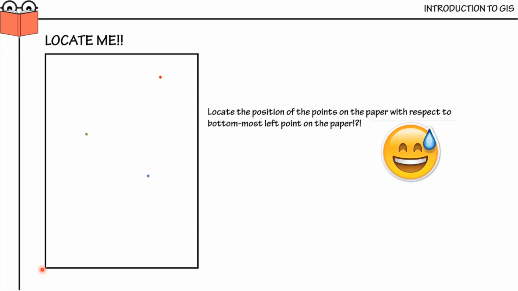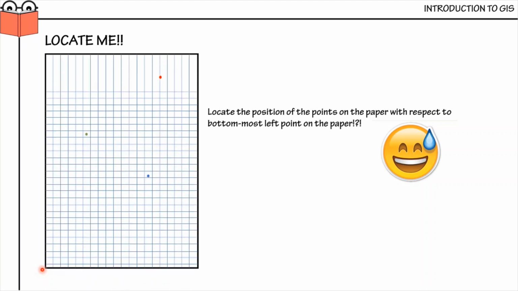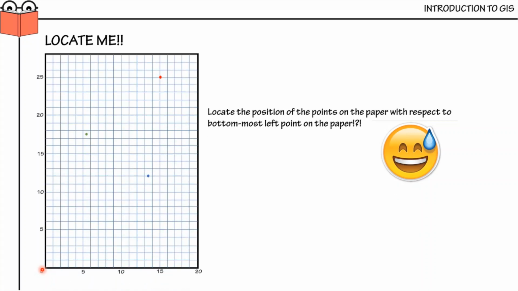Well, what would you do? If I were you, I would have divided that virtual paper into multiple grids, Cartesian plane, however you like to call it. And then you have your paper there with equal size grids. We have 20 on the x-axis, we have 28 on the y-axis.